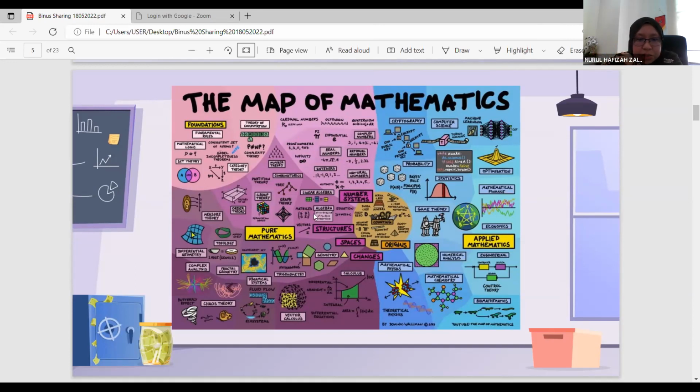So where is linear algebra? Linear algebra is a part of pure mathematics, here. Matrices are also in algebra. Linear algebra is linear because it is to the power of 1, and then we develop the equation y equals mx plus c. If you have more than 1, then it is a system of equations. And then you learn about geometry too.